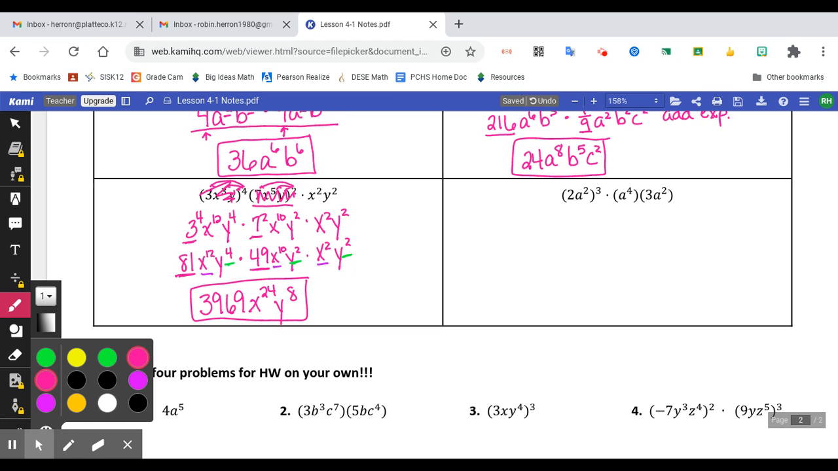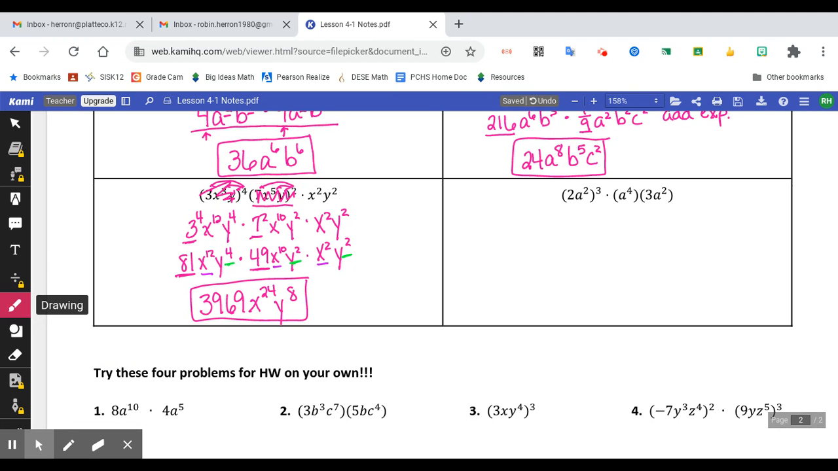Okay, last one. Hopefully you're feeling okay. Again, let's do one part at a time. This is our first one, so it's going to distribute the 3 to both of these. I will have 2 to the 3rd, a to the 6th, times, nothing can be done to this guy, so a to the 4th stays. And this, again, remember, is parentheses, so it's just like another dot, multiplication, and nothing's going on over here. So I'm just going to have 3a squared.